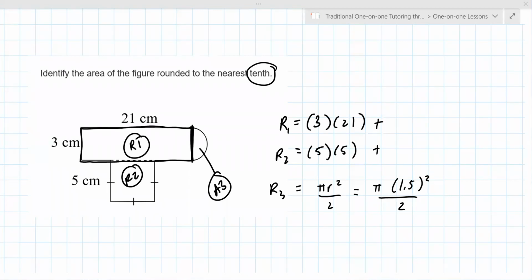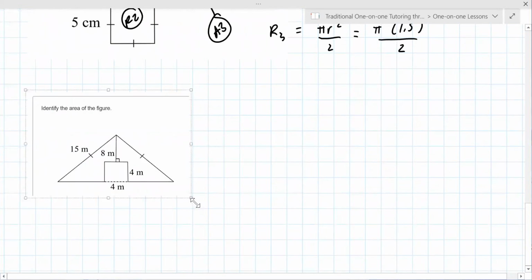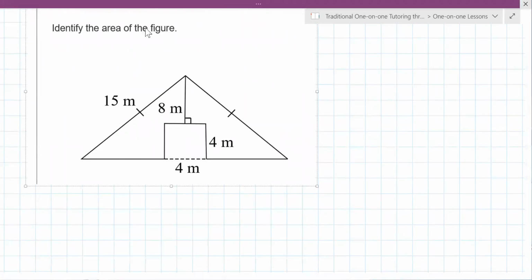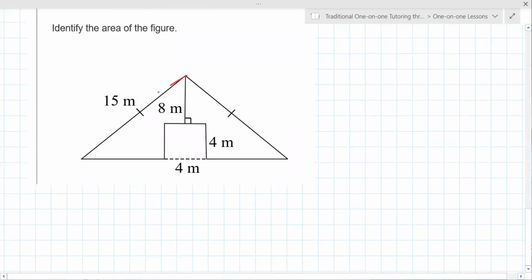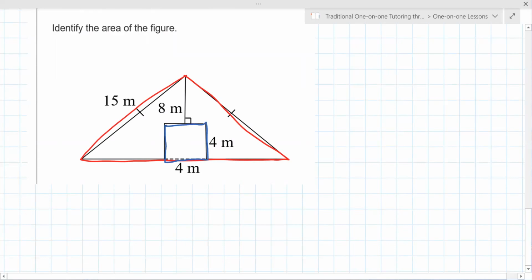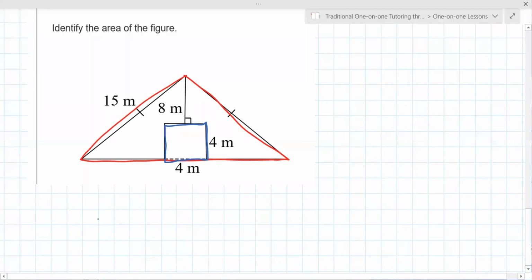Did it help to see that it's just a couple of regions that you're either adding or subtracting? Yeah. Great. Now this one, there's the big triangle on the outside, and then you're going to subtract the square on the inside. We've got to remember to do that. Okay, give me the formula for the area of a triangle. The area of a triangle is 1/2 times base times height. Perfect.